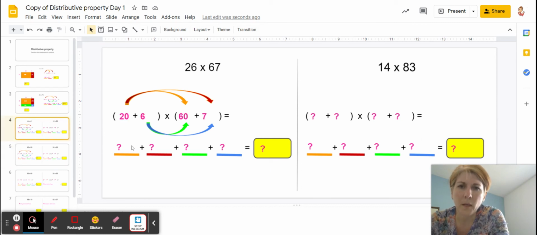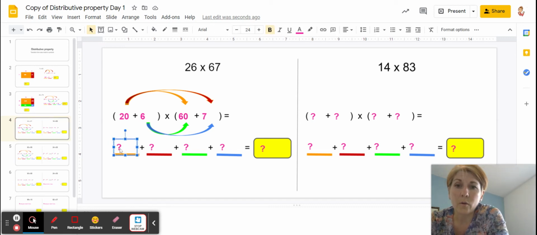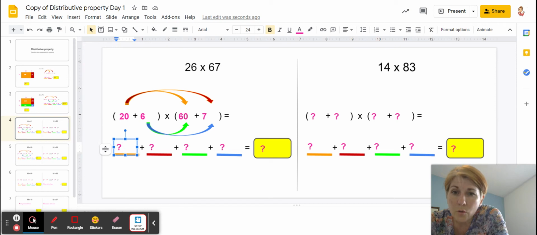so back to here. I've split up my 20 and my 6, and then my 60 and my 7. And now I take that 20 and I make sure that I multiply it by both the 60 and the 7 in that other set of brackets. So 2 times 6 is 12. And then if you notice, there's a 0 with the 20 and a 0 with the 60. So that's 2 shifts.